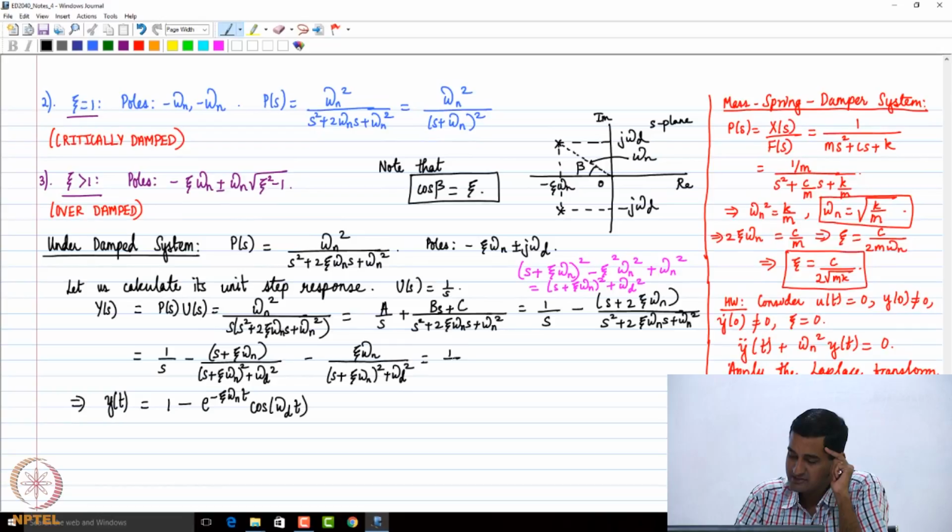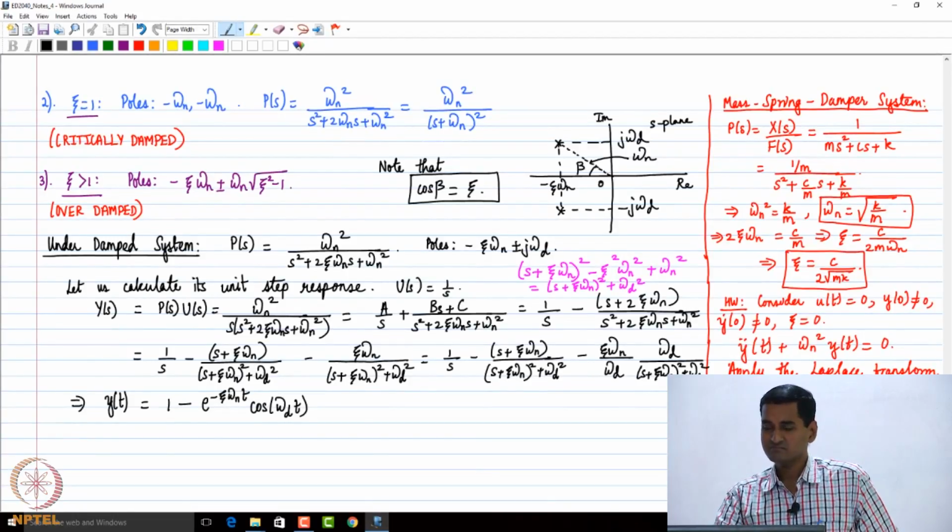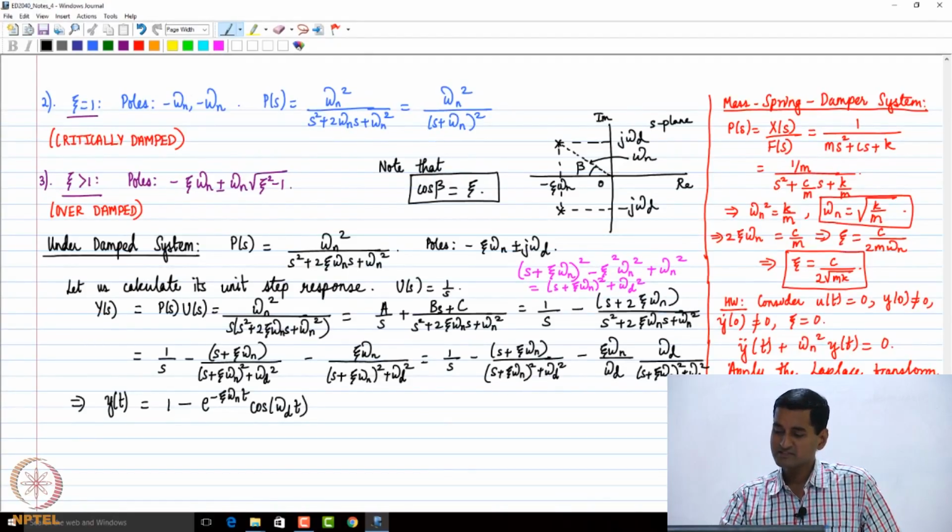So let me do one more intermediate step. I can rewrite this as 1 by s minus s divided by s plus zeta omega n whole square plus omega d square, minus zeta omega n divided by omega d times omega d divided by s plus zeta omega n whole square plus omega d square, right? What did I do? I just divided and multiplied by omega d in the second term. Why did I do this? So that this term is e power minus zeta omega n t sin omega d t, right? So that's what we have.